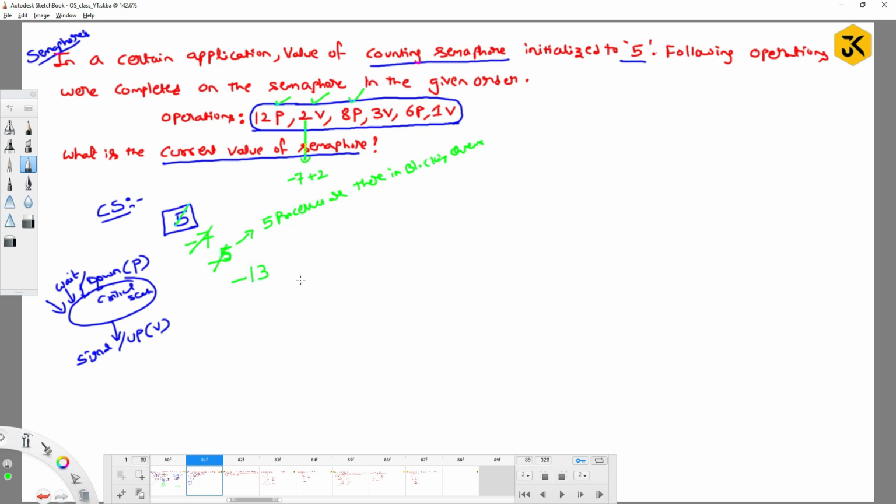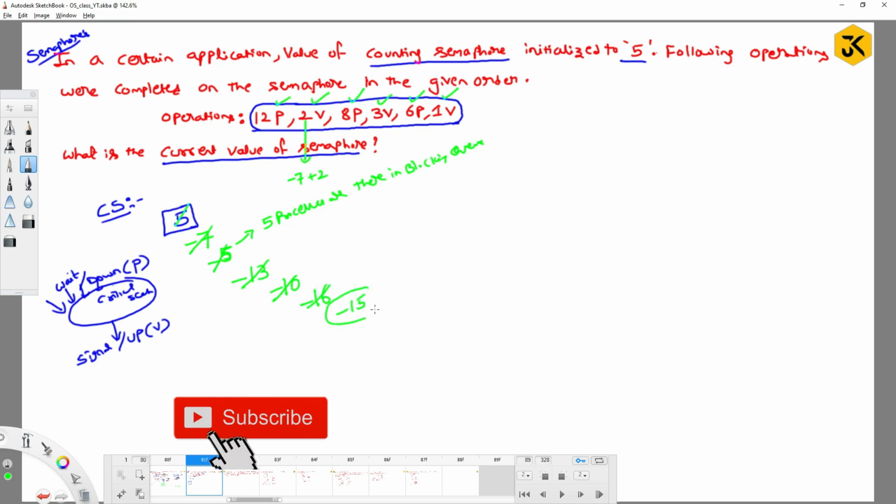minus 5 minus 8, which is minus 13. Next, 3 up operations are performed, which means you are going to get minus 13 plus 3, which will be minus 10. Next, 6p operations means I am going to perform 6 down operations, minus 10 minus 6, which means minus 16. Now the final operation, that is 1 up operation, which means minus 16 plus 1, which is equal to minus 15, right?